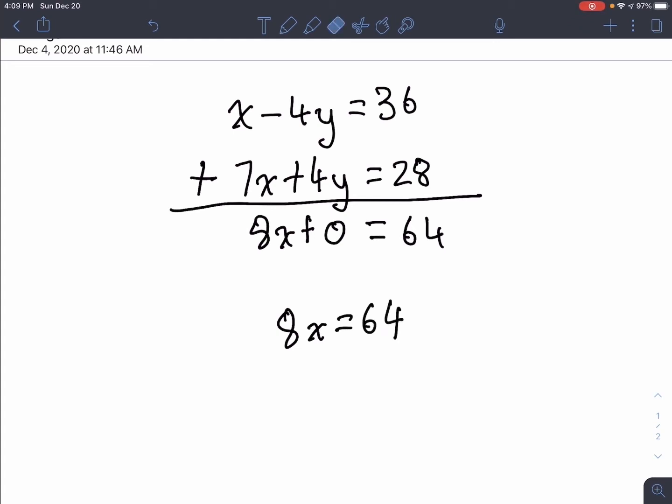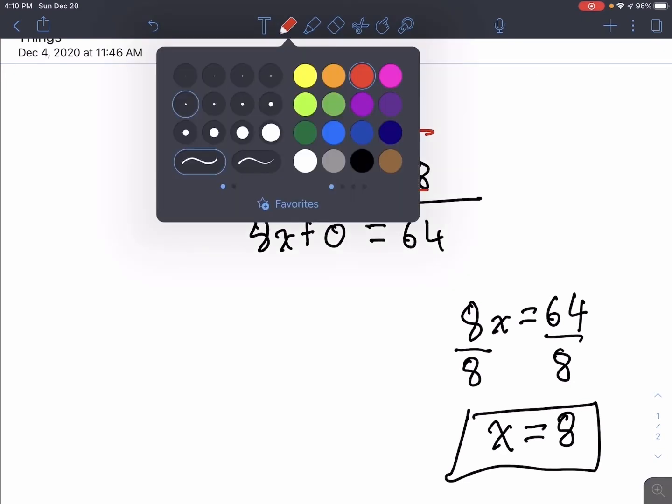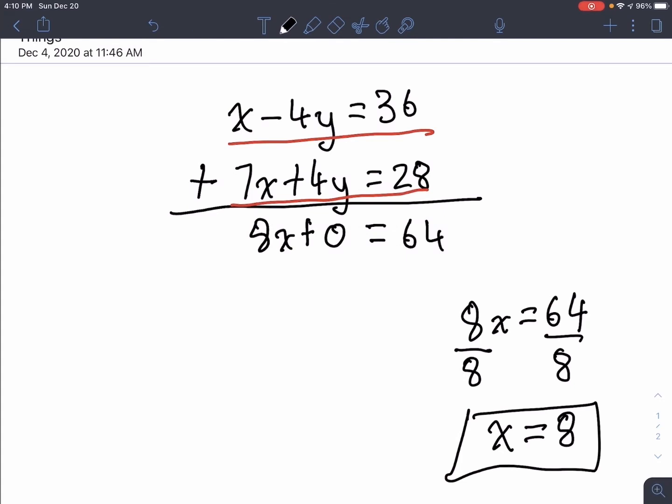Now this is very easy. This is just a one variable equation. So now we can divide by 8 on both sides, and we get x equals 8. Although we have x equal to 8 right over here, we are not done yet because these two equations have both x and y variables. So there are two variables, and we have to solve for y as well.